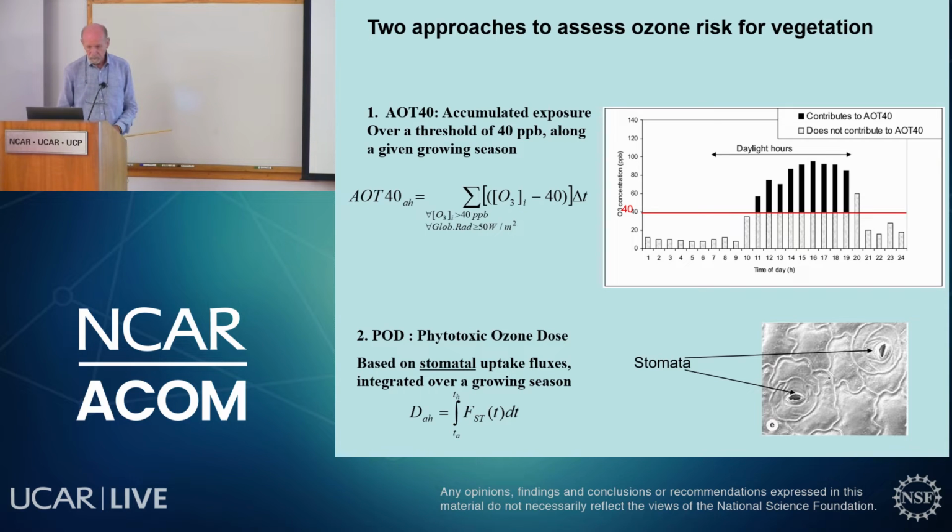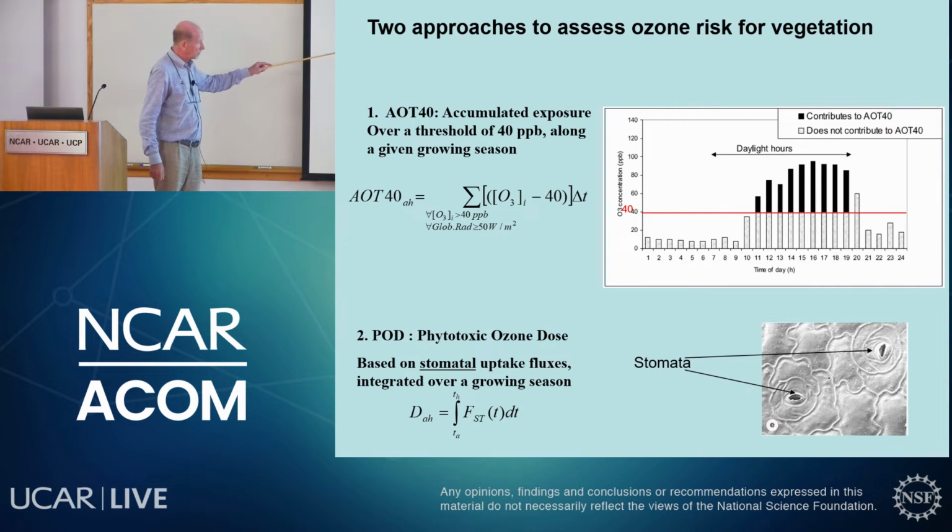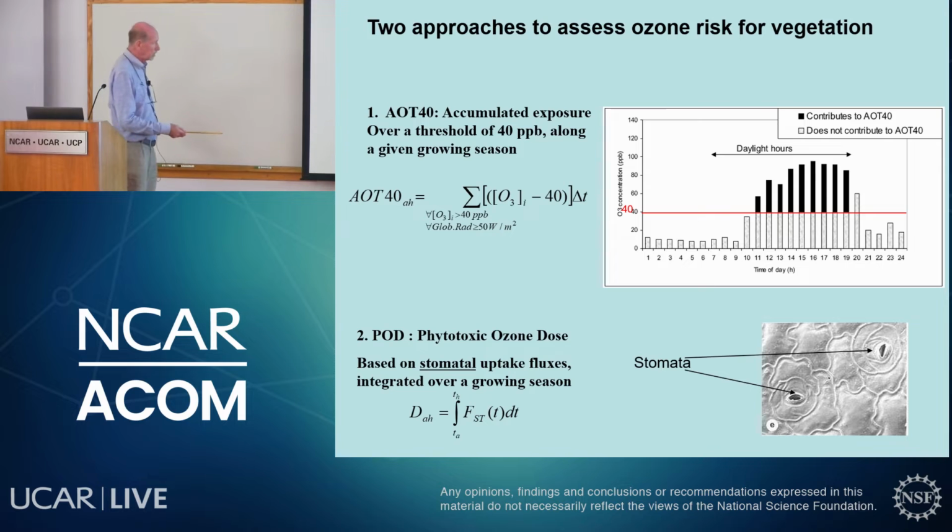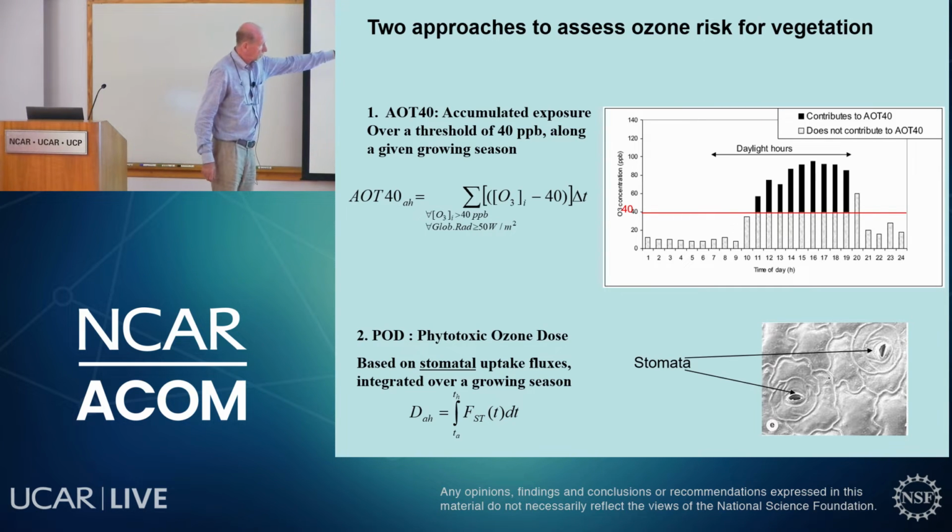Now, since the final goal is to assess the risk for vegetation due to ozone pollution, there are 2 methods which are used now in Europe and maybe in other countries: the AOT40 and the POD. The AOT40 is based on the routine concentration measurements of ozone, where you set a limit at 40 ppb ozone, and you make a sum of hourly values measured of ozone minus 40.